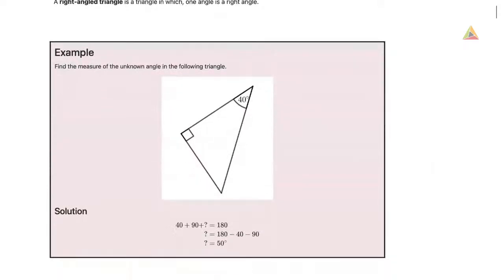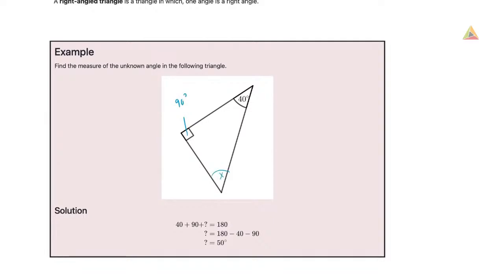So then we're going to go to our first example. It asks us to find the measure of the unknown angle in the following triangle. So it's given us one angle, it's 40 degrees. This symbol here is for right angle, which means that this must be 90 degrees. And we're being asked to get the unknown angle, which is this angle here. I'm going to call this angle X.